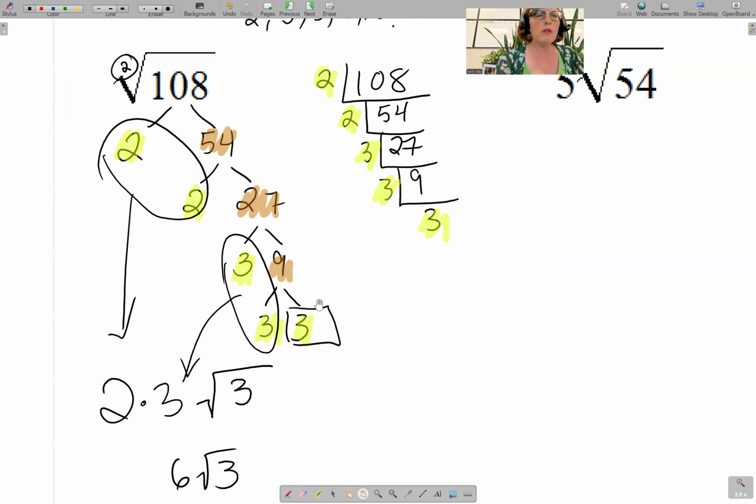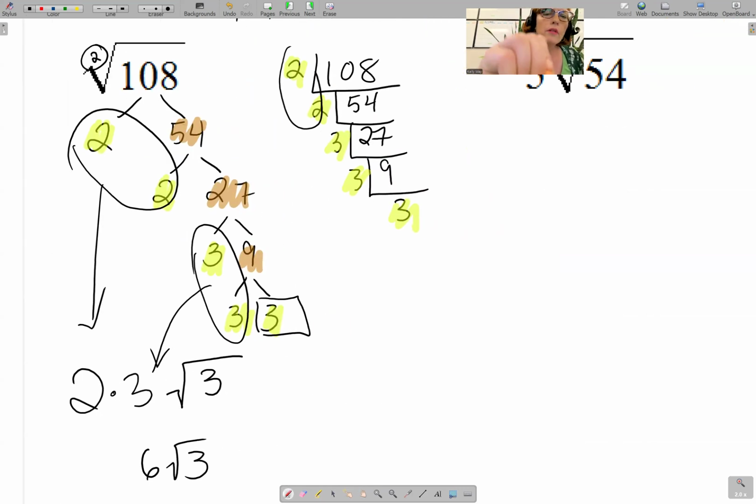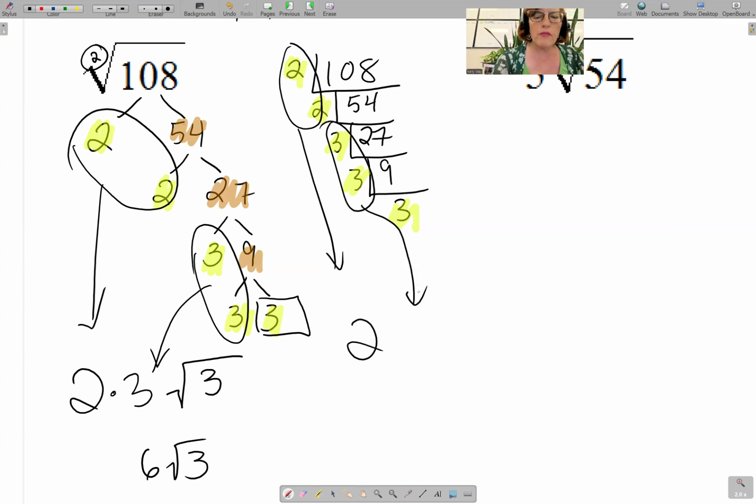Same thing here. There's a 2, every double. There's a 3. No date, stays home. Bad social advice, but works for a math example. 6 root 3.